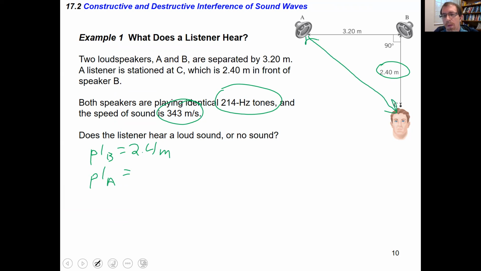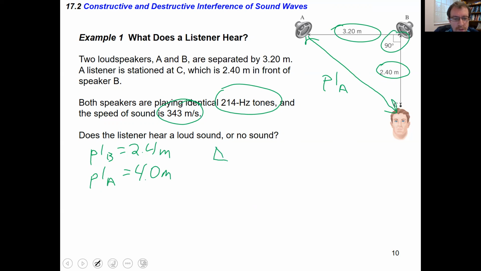Okay. Well, we can figure that out real quick because we've just drawn the hypotenuse of a triangle, and we've got the two side lengths, 3.2 meters and 2.4 meters. And we definitely see that it's a right angle. So we can use what? We can use Pythagoras here, the Pythagorean theorem, to figure out our path length for A. So our path length for A is going to be equal to the root of 3.2 squared plus 2.4 squared. This is going to give us 4.0 meters.